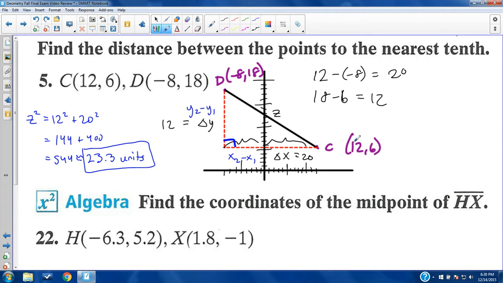And notice that the sign didn't matter. This really would have been a negative 12, but I'm going to square that number anyway. Right, so which one should I have actually done? I probably should have done 6 minus 18 because I did 12 minus negative 8. Anyway, that's not really the point. What matters is that you understand the distance formula is, if I took the square root of this and this, z would be the square root of x2 minus x1 squared plus y2 minus y1 squared. Both of those together. So that's what the distance formula looks like.